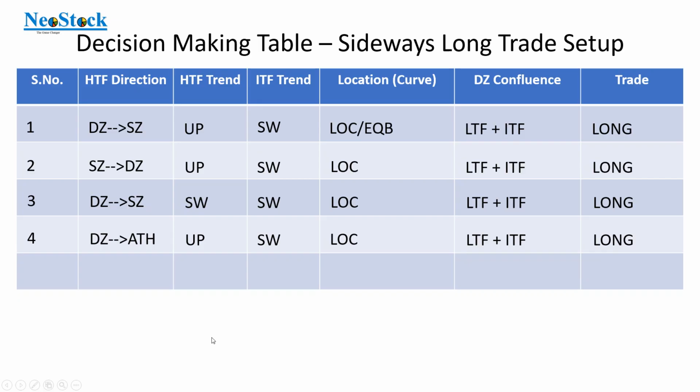And the last scenario, fifth scenario, now prices are moving from all-time high to HTF demand zone. In that scenario also, HTF trend should be uptrend, ITF trend should be sideways. Only at low on the curve you can plan the trade when LTF and ITF demand zones overlap with each other. So you can plan the long trade. So these are the 5 scenarios applicable for a sideways long trade setup for any income trade.